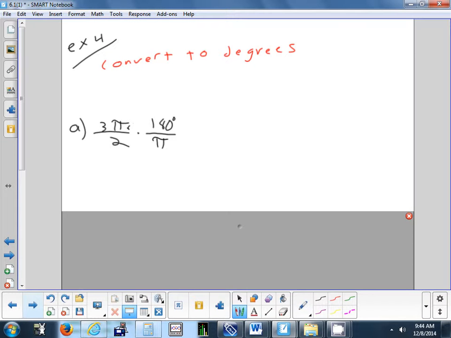For the first problem, I'll write it out. Radians and radians would cancel. What else? Anything else that cancels? The 2 pi's. Yes, pi and the pi. And anything else I can reduce before I multiply? The 2 and the 180. 2 goes into 180 90 times, so you're left with 3 times 90. And the only unit left is degrees. So how many degrees would that be? 270.